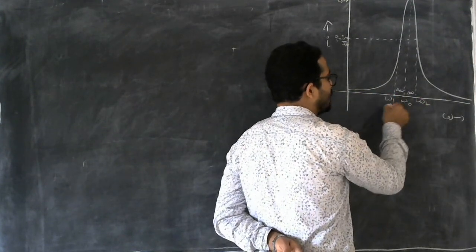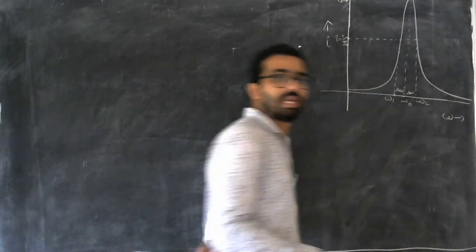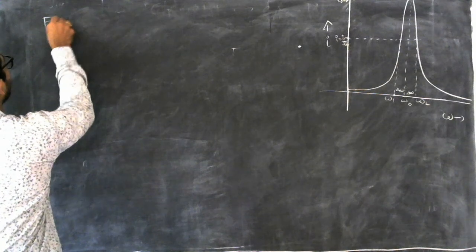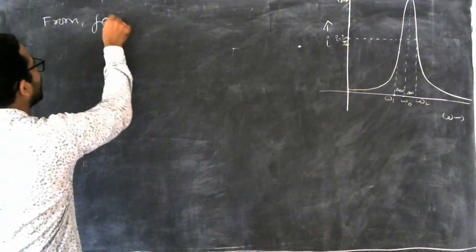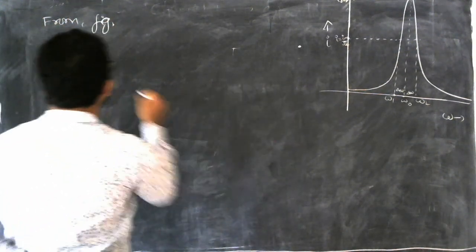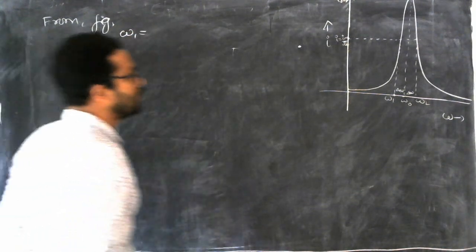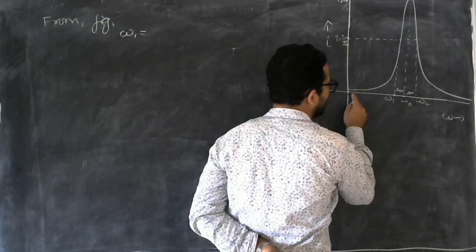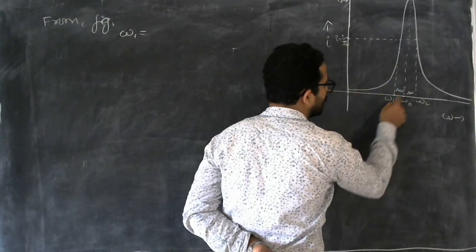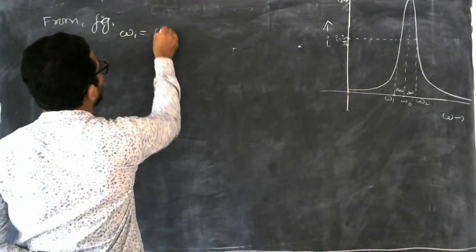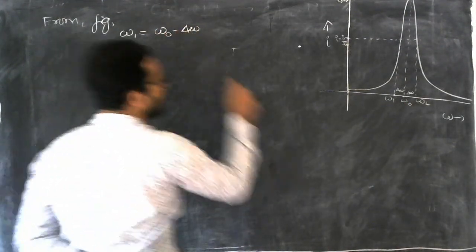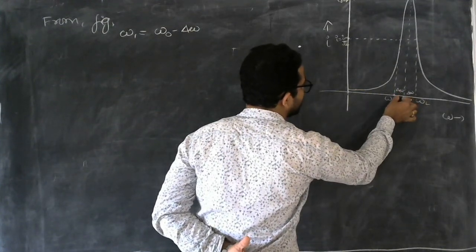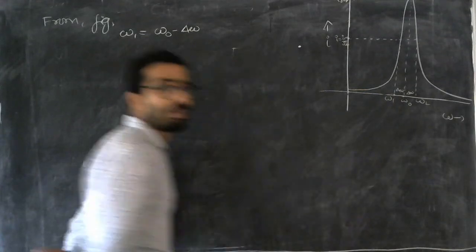So, how to write the value of omega 1 and omega 2 then? Now, let's write from the figure: omega 1 equal to, from 0 to this point omega naught, and then what will omega 1 be? I can write omega naught minus delta omega. You can see delta omega is this, omega naught is this. If you subtract the delta omega, you will get omega 1.